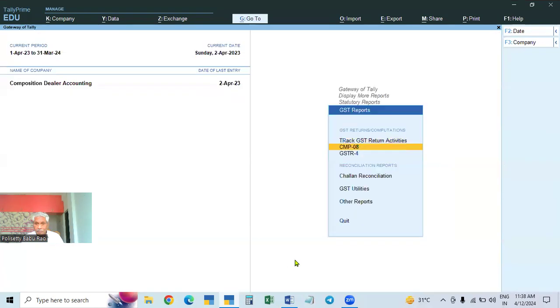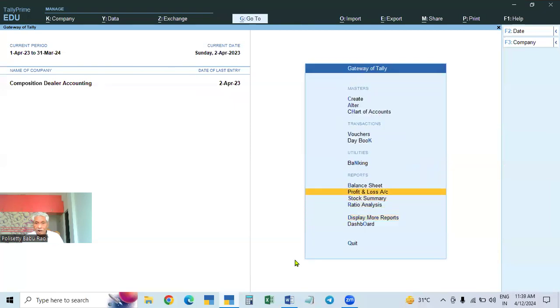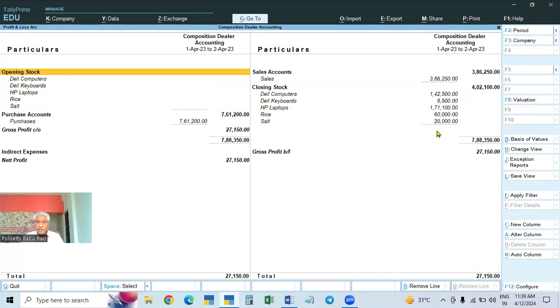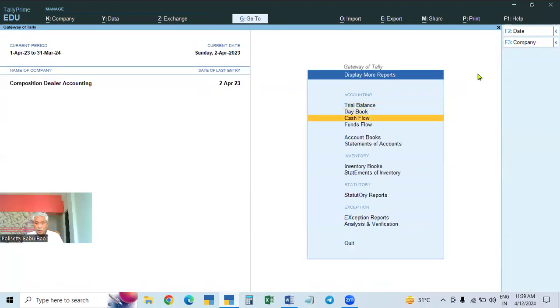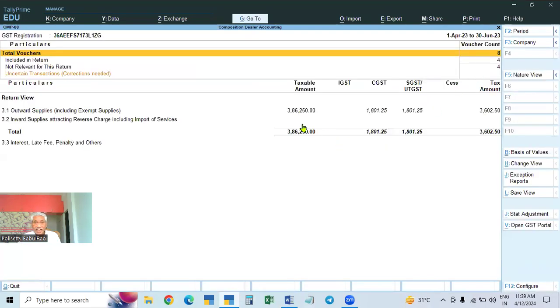See here, in the profit and loss account, what is the total sales? See, total sales account, 386,250. The same thing will be shown here. Display more reports, statute report, GST report. See, 386,250 is showing. But what about this total tax?